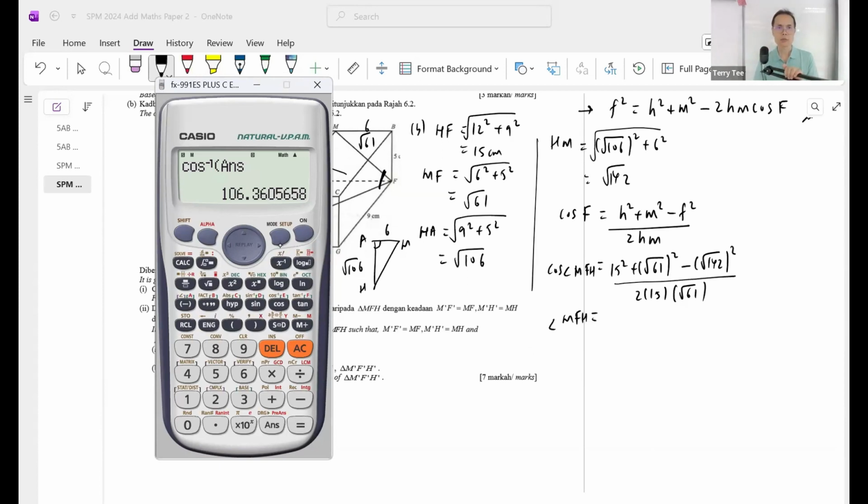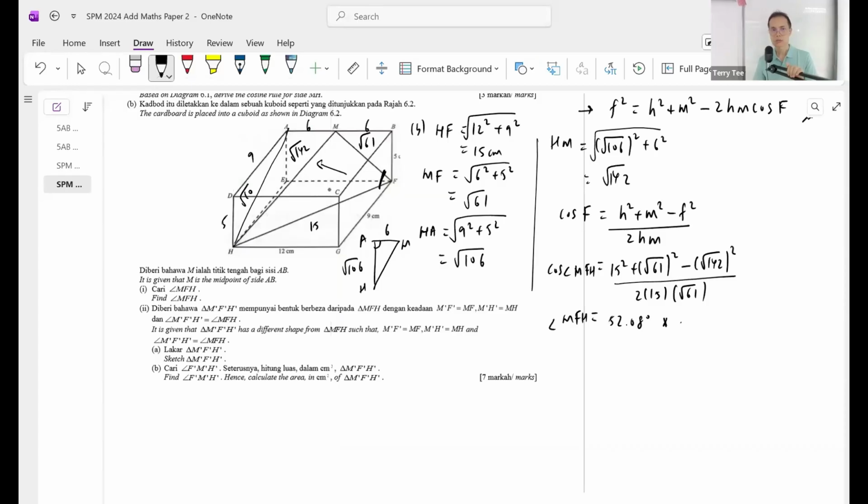Okay, let me see one more time. My calculator must be in degree mode. Just now it's not in degree mode. One more time. 15 square plus 61 minus 142 divide 2 times 15 times square root 61. Whatever I get, shift cos answer. Now I think it should be correct. 52.08. Okay, very long.